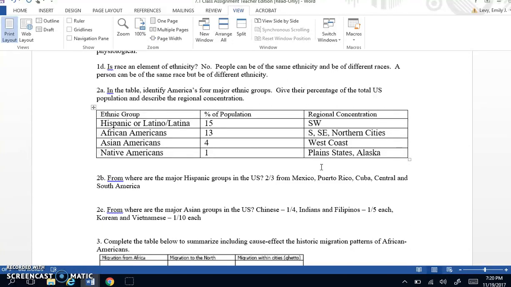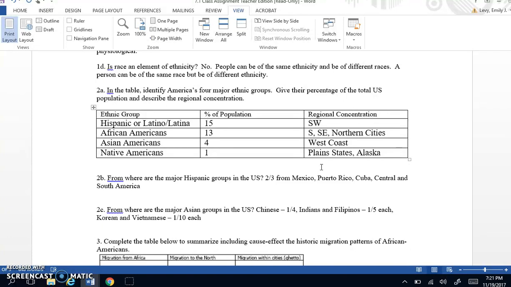Finally, we have Native Americans, who are 1% of the population. Many are concentrated in the plains states, so this would be like Wyoming, Colorado, even in places like northern Arizona, Utah, Montana, and then in Alaska. So many are concentrated in the plains states because of the forced migration of the Native Americans to reservations.